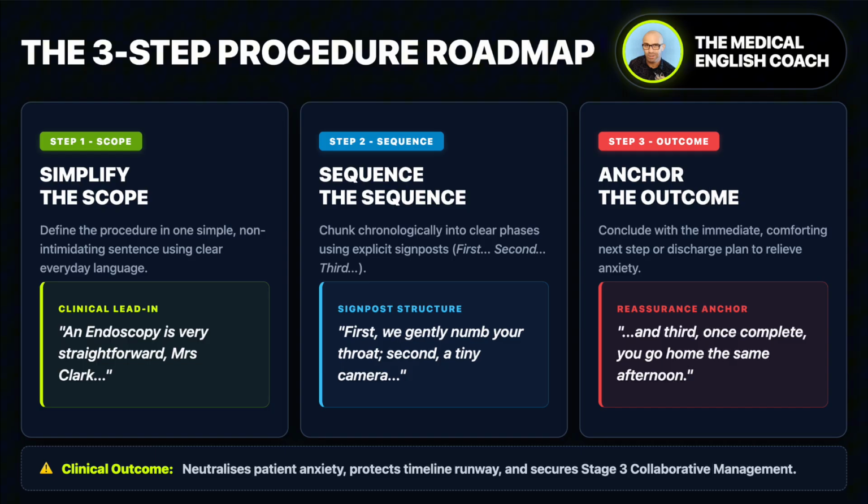This structured antidote operates across 3 deliberate clinical steps. Step 1, simplify the scope. Define the procedure in one simple, non-intimidating sentence using clear, everyday language. Lead in with this: "An endoscopy is very straightforward, Mrs. Clark." Step 2, sequence the steps. Chunk chronologically into clear phases using explicit signposts: first, second, third.